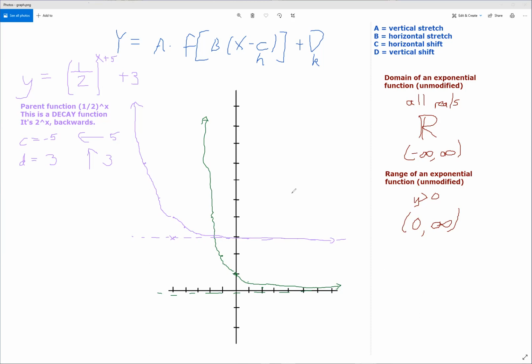So there's our general domain and range. What about for this particular graph? Well, for the modified, we're going to go to the left by 5 in this case. This is unchanged. Because it was infinite before, it's still infinite.